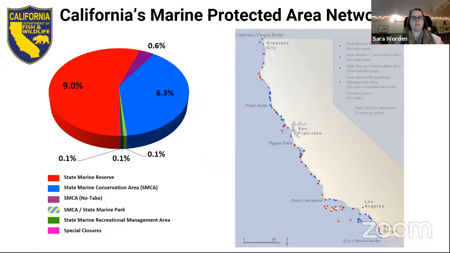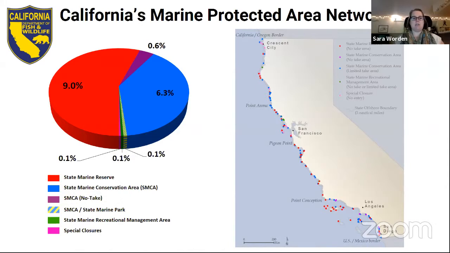And just a brief overview, I'm sure most of us on the phone and the webinar are familiar with the statewide network. But just to give a high level overview, we have 124 MPAs here in California that are part of basically one of the largest scientifically connected networks in the world and the largest in the US. This network protects about 16% of our state waters.